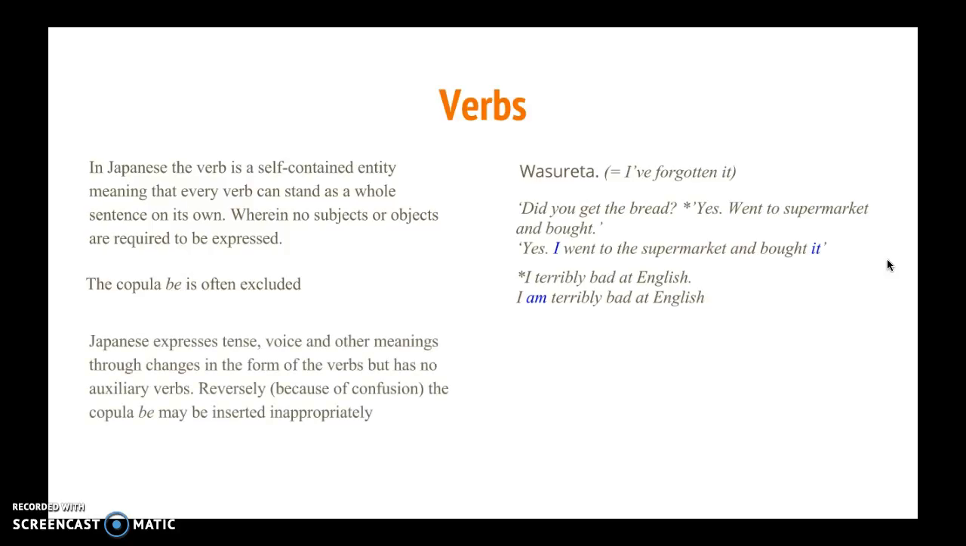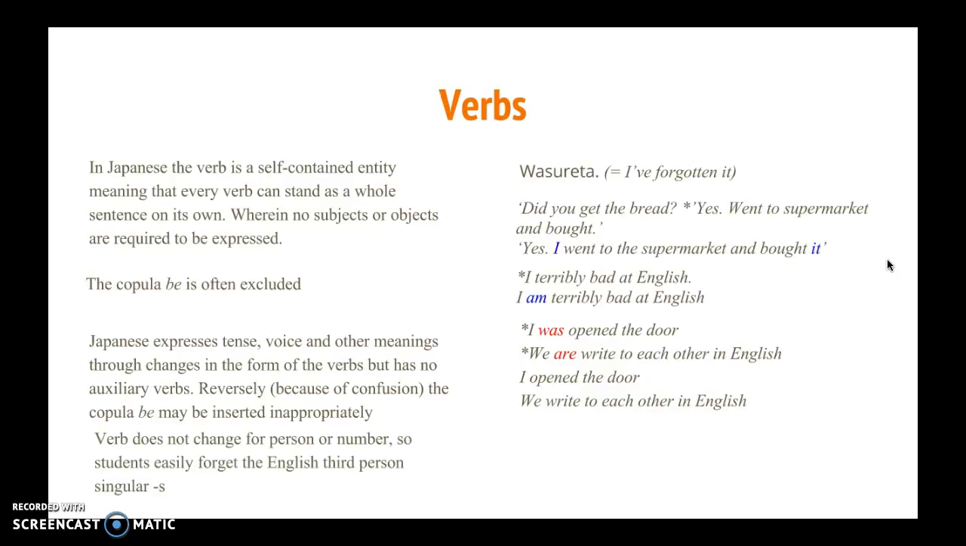Japanese expresses tense, voice, and other meanings through changes in the form of the verbs, but it has no auxiliary verbs at all. As in the reverse situation from the one above might thus appear because of the confusion. The copula be may be inserted inappropriately instead of excluded. So this might happen. I was open the door. We are write to each other in English instead of I open the door or we write to each other in English. Let's move on.